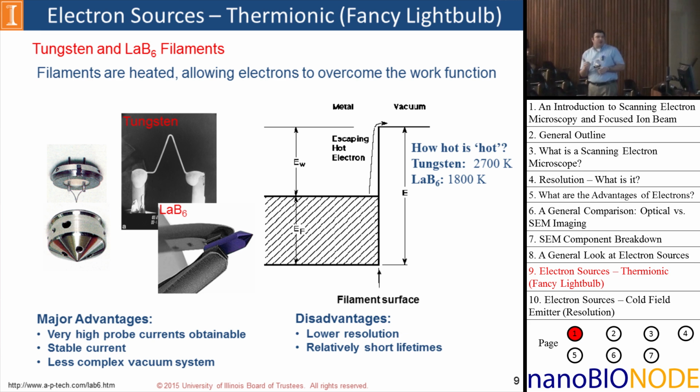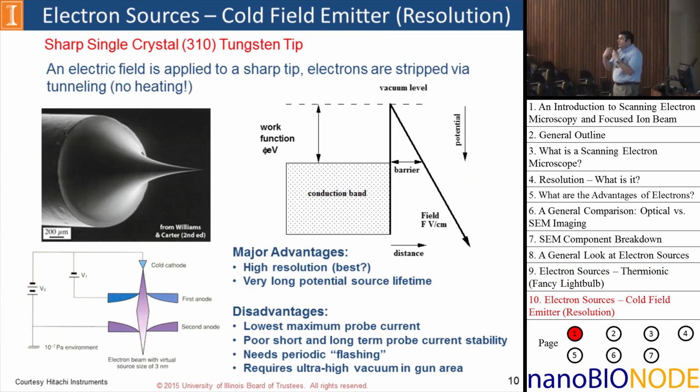Now, major advantages of this type of source. Very high probe currents are obtainable, very stable currents, good for analysis. And you don't need as complex a vacuum system. Mostly the reason being there is the very short lifetime of these filaments. And they tend to be a little bit lower resolution too because they're just larger. These are kind of sacrificial filaments that we use in training scopes or other scopes that need less stringent vacuum requirements.